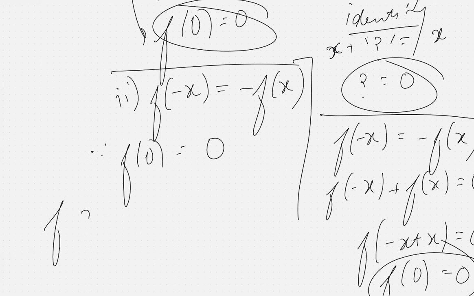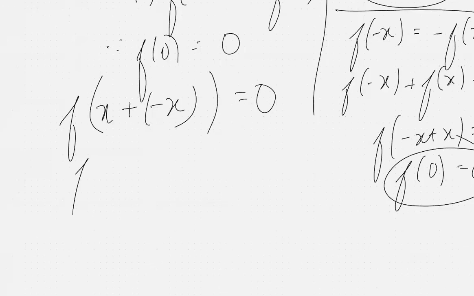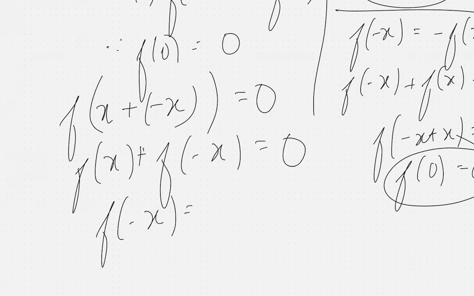I've just written 0 as x plus minus x, and we can split it as f of x plus f of minus x equal to 0. And from here we got a result that f of minus x is equal to minus f of x. Easy, right? This was an easy way of solving this type of question.